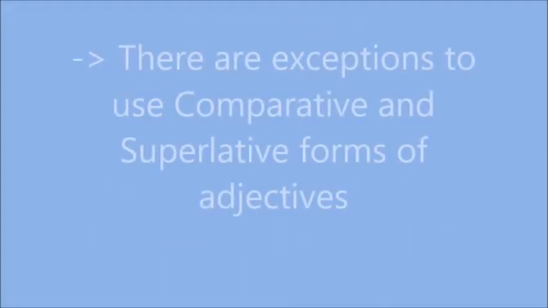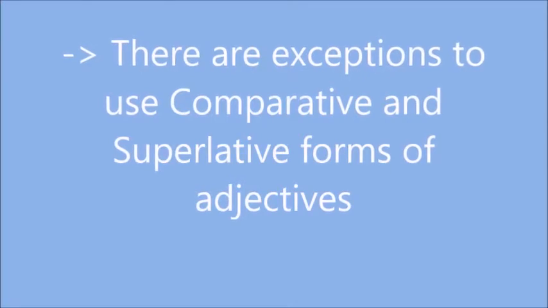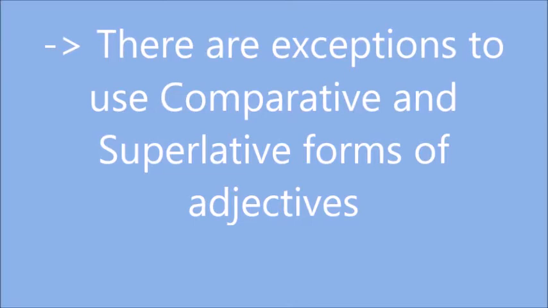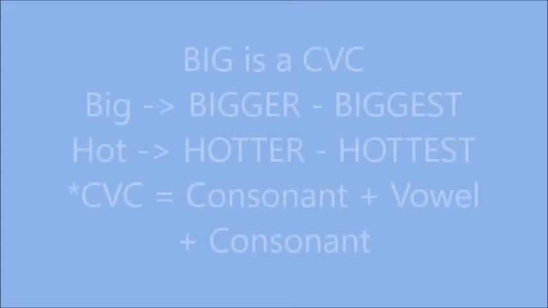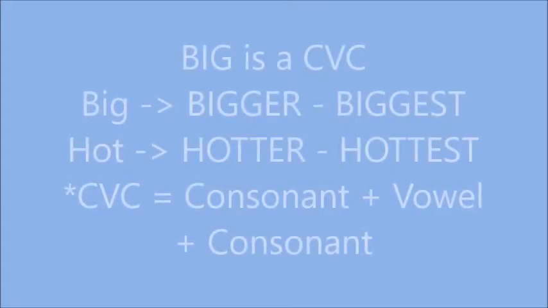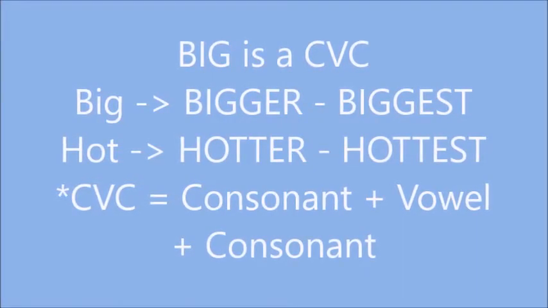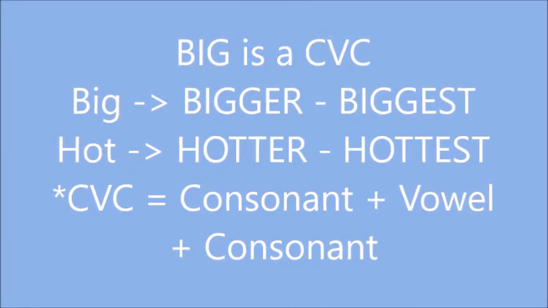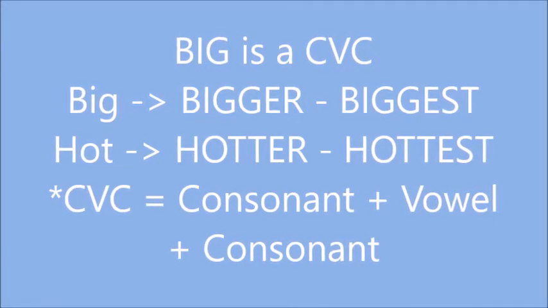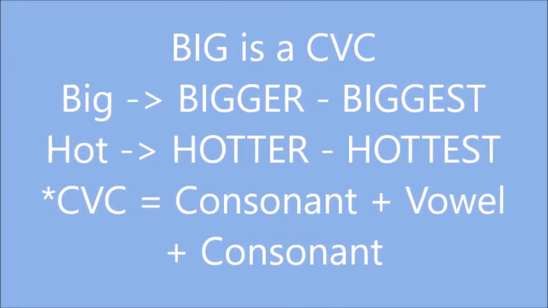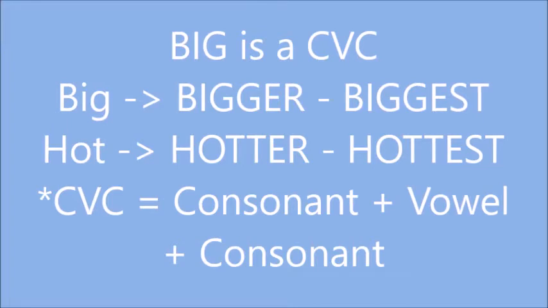These are basically the rules to use comparative and superlative forms, but it also has some exceptions. For example, the word big. It is an exception because you have a CVC ending. When you have a word ending in a CVC, you must double the last consonant. So the word big became bigger, as the word hot would turn into hotter.